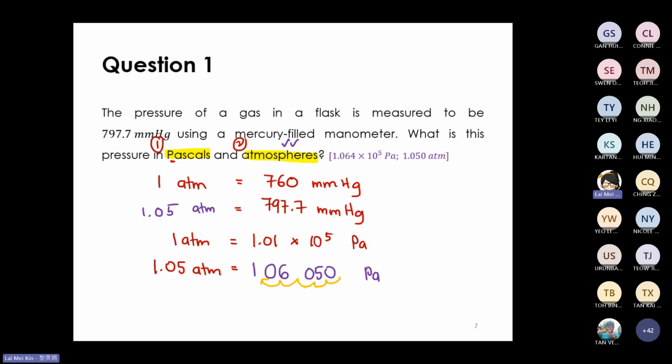So 1, 2, 3, 4, 5. You move 5 times, so it will be 1.06 times 10 to the power of 5 Pascal. Okay, so this is called scientific notation. You move the decimal point until there's only one number in front of the decimal point.